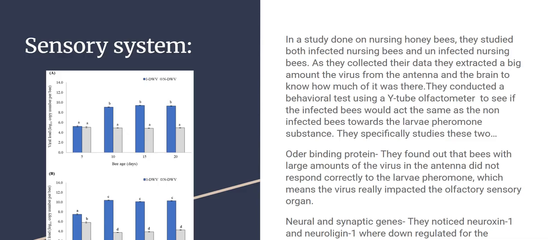And for the neural and synaptic genes, they noticed that neurexin 1 and neuroligin 1 were downregulated for the infected bees. Here we have a diagram from this same research project, and it shows basically the bee age, how many days it was infected, and how greatly impacted it was.